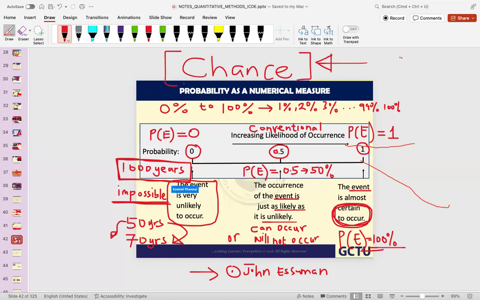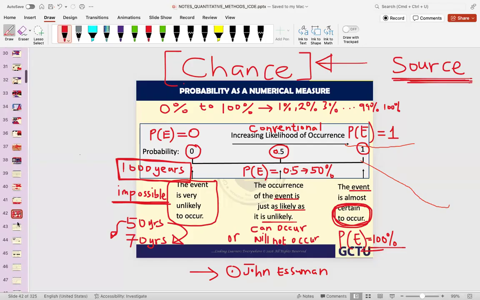It is time to look at the source of the chance. Where is the chance coming from? Where do chances come from? What is the source of a chance? That is the next thing we want to look at.